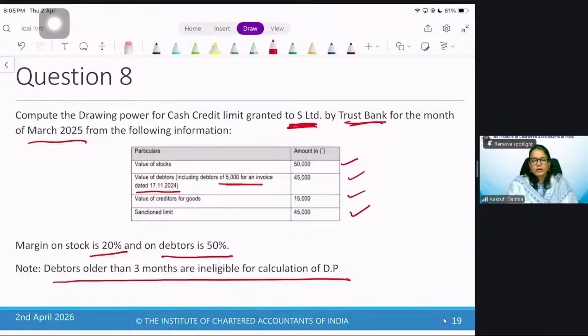Everyone please calculate this. I will give you 5 minutes. आप सबको खुद calculate करना है. 5 minutes. I am starting. It's 8:05. You have time till 8:10. Everyone calculate the DP. Calculate the drawing power and tell me the answer. सबके पास 10 मिनट का समय है.